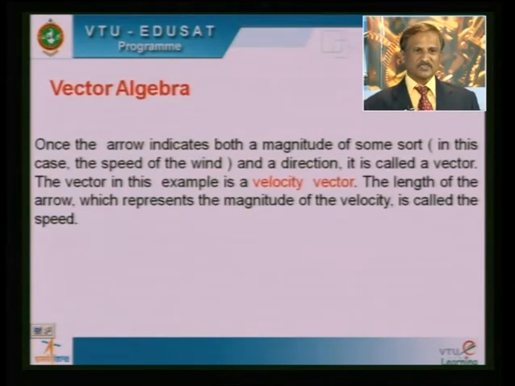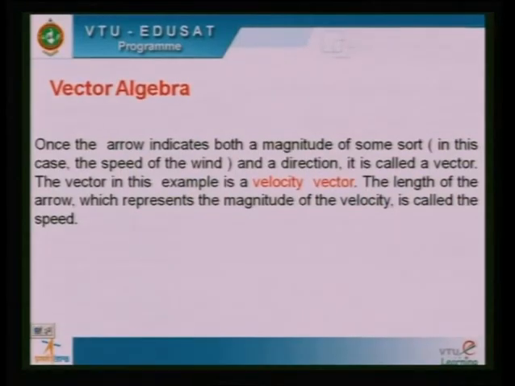So the arrow indicates both magnitude of some sort, in this case the speed of the wind, and the direction. Magnitude means the speed of the wind, and the speed of the wind together with the direction is called a vector. An arrow may contain magnitude as well as a direction. A directed line segment containing magnitude and direction is what you may call a vector. The vector in this example is a velocity vector.